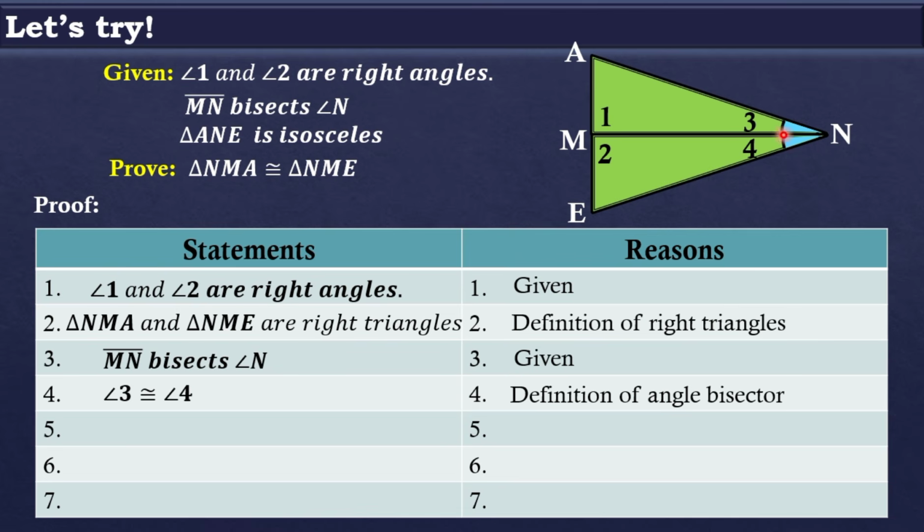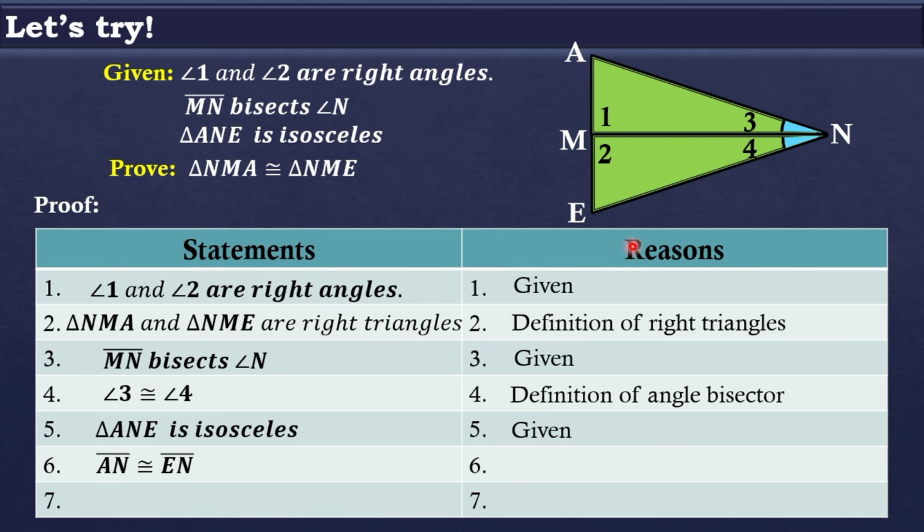So, angle bisector. Next, we have triangle ANE is isosceles. So, kapag sinabi nating isosceles, two sides of the triangle are equal. So, that is given. So, lagyan natin ng mark. Okay, so, triangle ANE is isosceles. So, ibig sabihin, these two sides are congruent. So, yan po ay ating given.